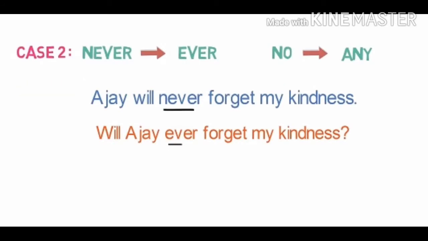Let's look into the example this way. Ajay will never forget my kindness. Here, never is used. So what will we do here? Never will be converted into ever. How? After applying both the steps, the sentence will be, will Ajay ever forget my kindness? And then a question mark. So here assertive is converted into interrogative. Notice the word never converted into ever.